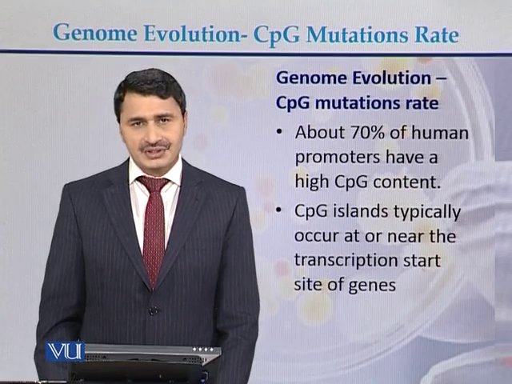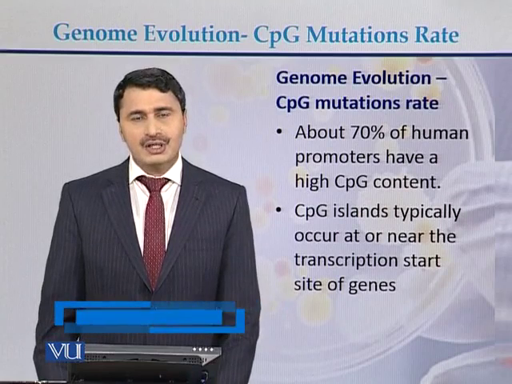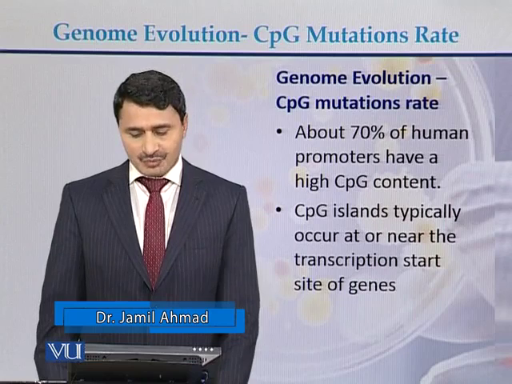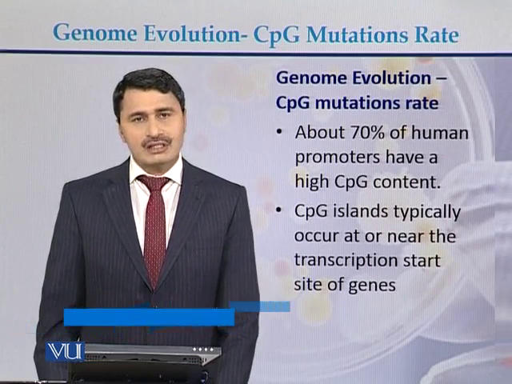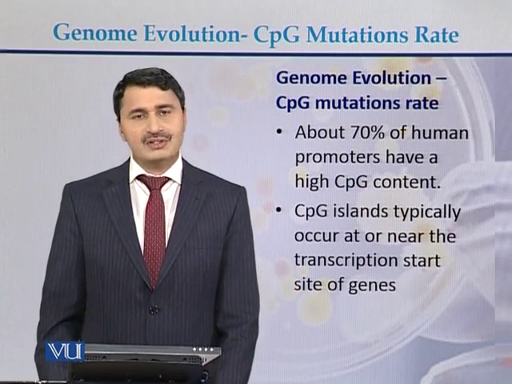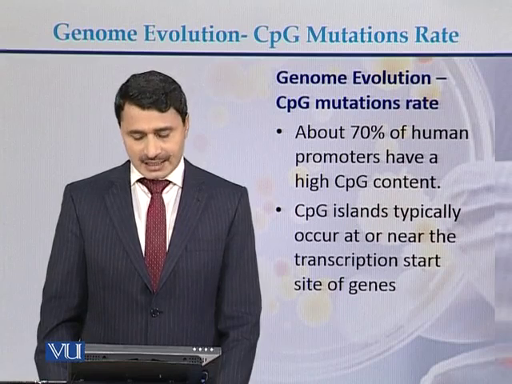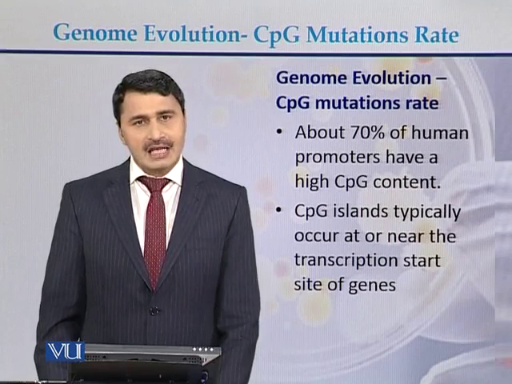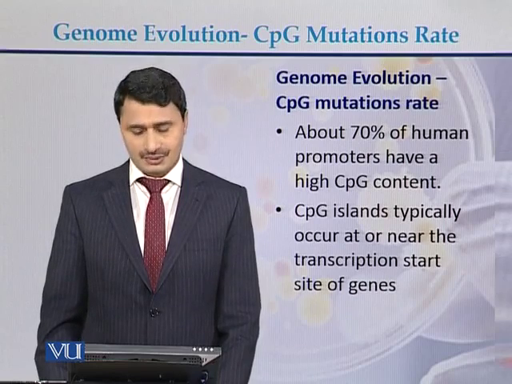This is a characteristic of the genes of eukaryotes, that most eukaryotic genes have promoter sequences, and about 70% of the promoter sequences have CpG islands. CpG islands typically occur at or near the transcription start site of the genes, which are also called promoters.